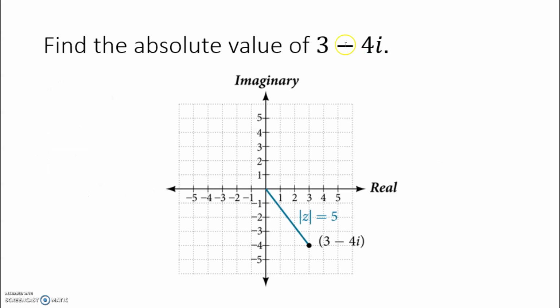So from this point, which we can describe as 3, negative 4 on the complex plane, from the origin to this point right here, 3, negative 4, this has a distance of 5.